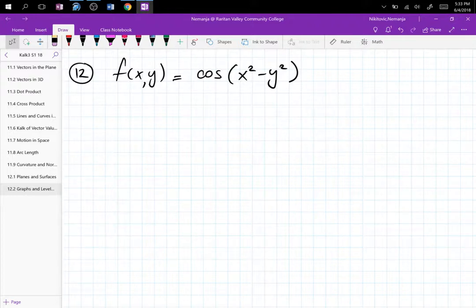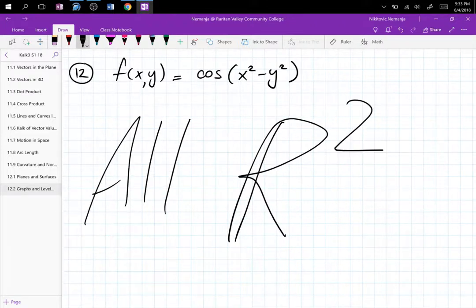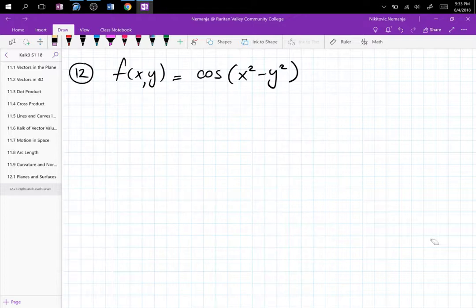Domain is just what you can plug in. So just remember, you can plug in anything into cosine. The range is between -1 and 1.